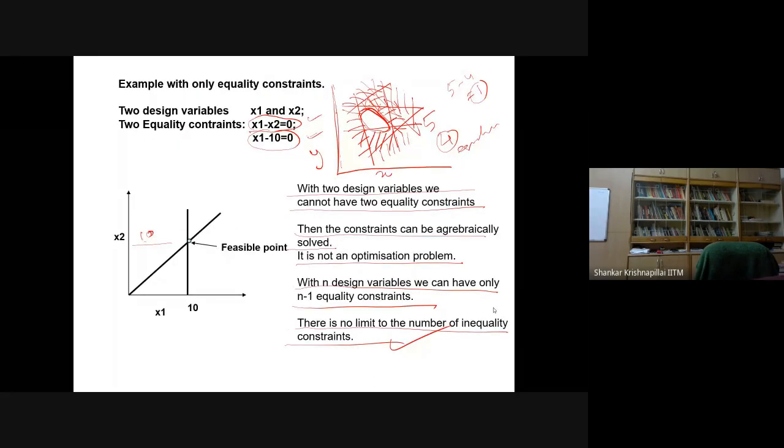I think we can stop here now. From tomorrow we'll go to the other topic. This is enough for introduction.